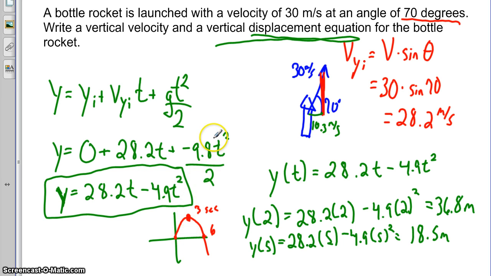So I hope this helped. Again, the only other thing about the homework is if I don't tell you a height, it's 0. Also the same thing if something gets dropped. If I'm dropping an object, then the initial velocity has to be 0.